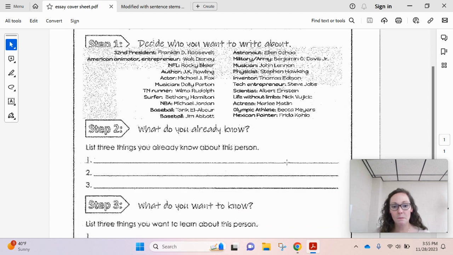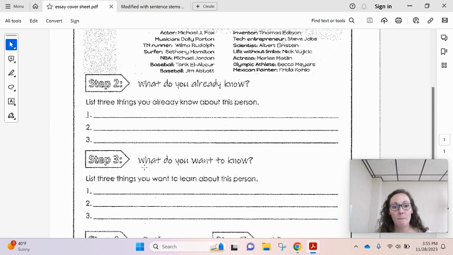After you've chosen a person, step two says, what do you already know? List three things you already know about this person. Before you start to research anything, any information you already know about the person that you are going to write about, you need to write on one of these three lines. If you only know one thing about the person, maybe you choose Becca Myers. Well, you know she's an Olympic athlete because it tells you right here that she's an Olympic athlete. So if that's the only thing you know, then you might say Becca Myers is an Olympic athlete. And if that's all you know, then you leave number two and number three blank.